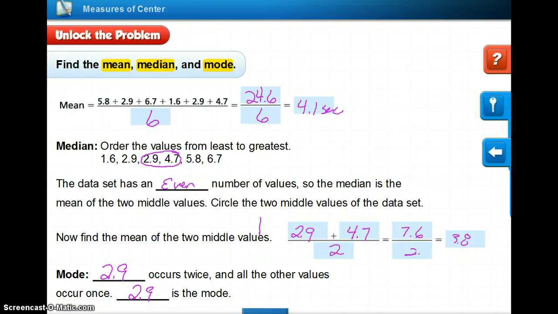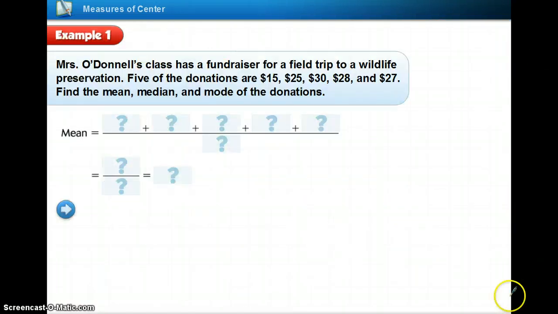Okay, if we look at the examples, it says Miss O'Donnell's class is holding a fundraiser for a field trip to the wildlife preservation. 5 of the donations are $15, $25, $30, $28, and $27. Find the mean, median, and mode of the donations.